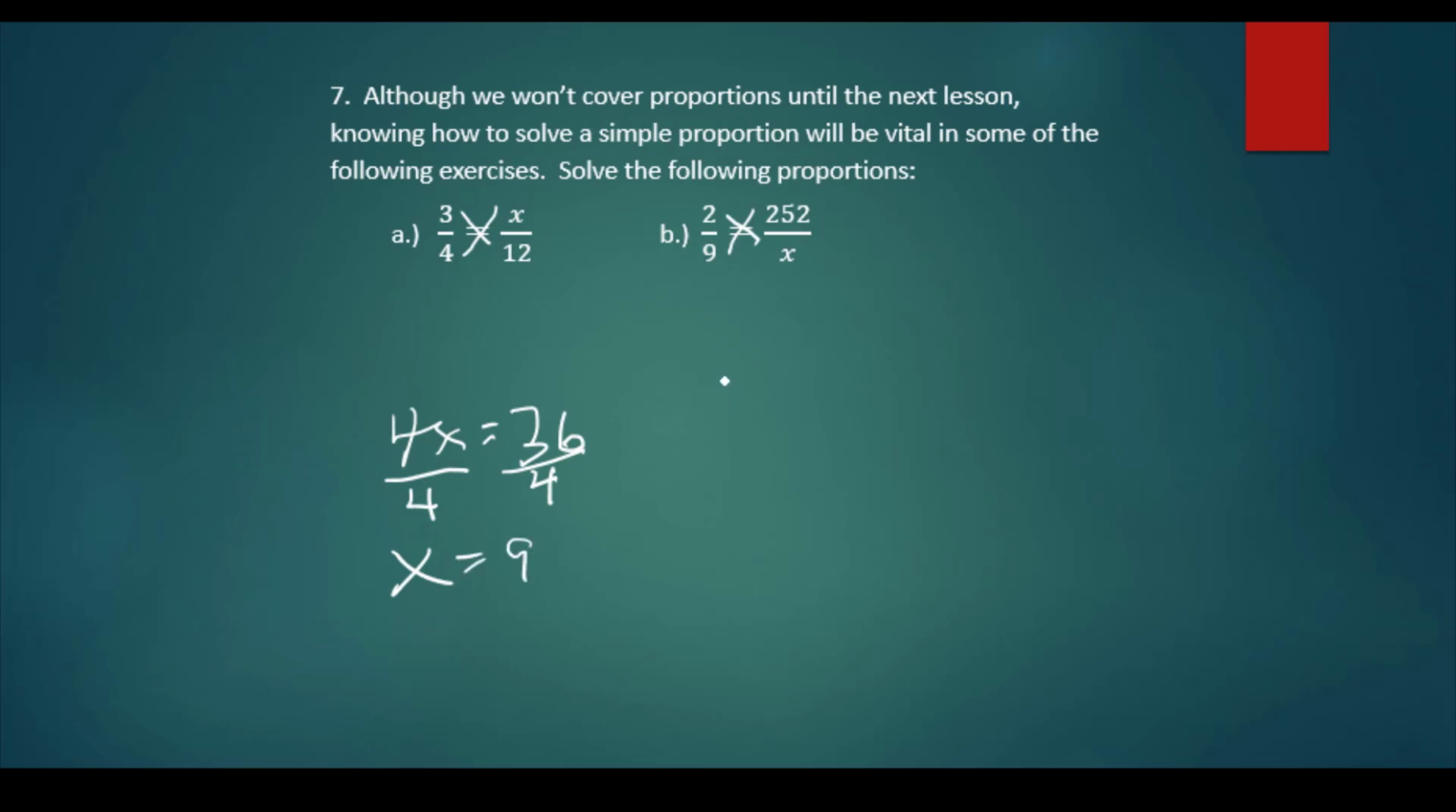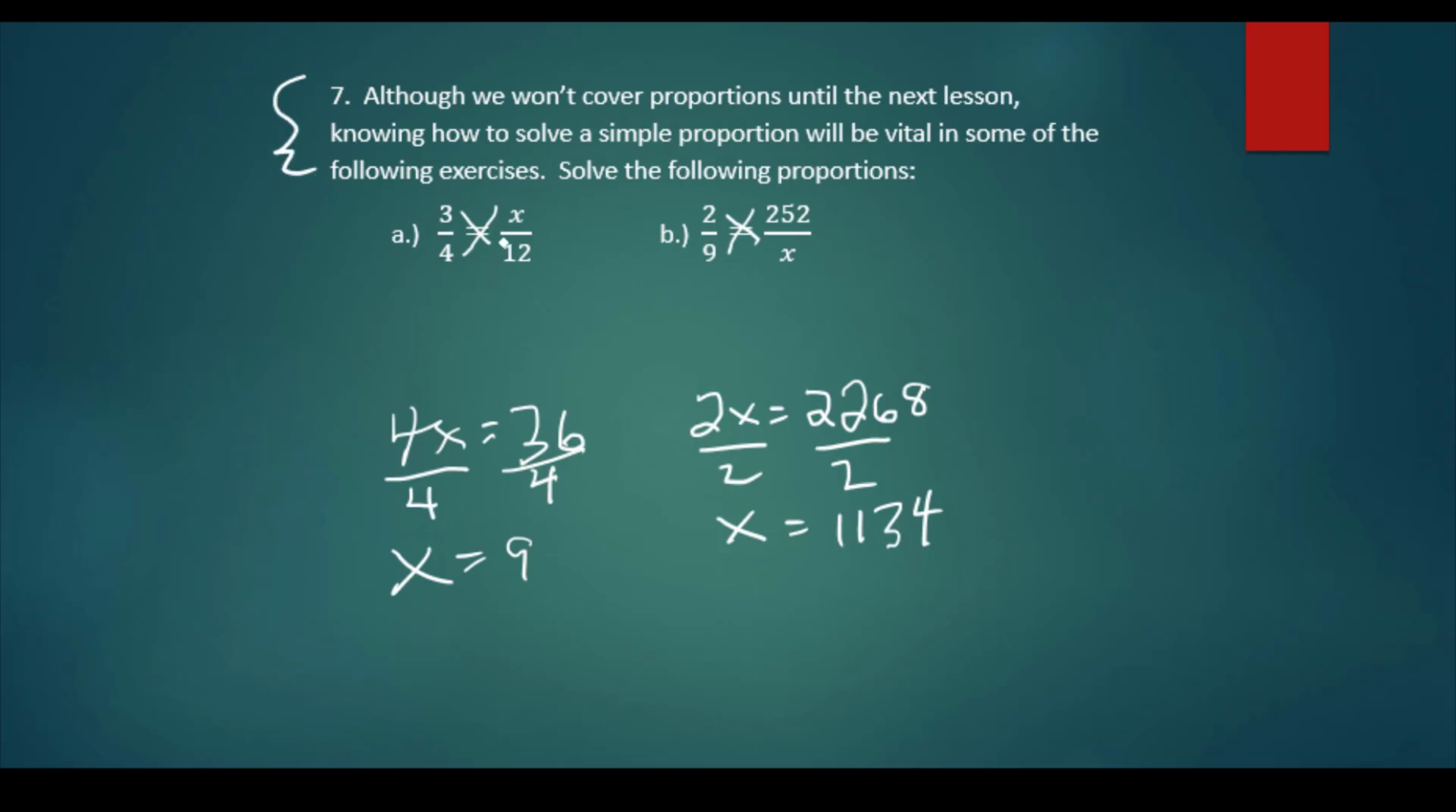Over here, cross multiplied, I get 2x equals 2268. Divide both sides by 2, and I get x equals 1134. So this is a fundamental technique, setting up a proportion and solving it this way.